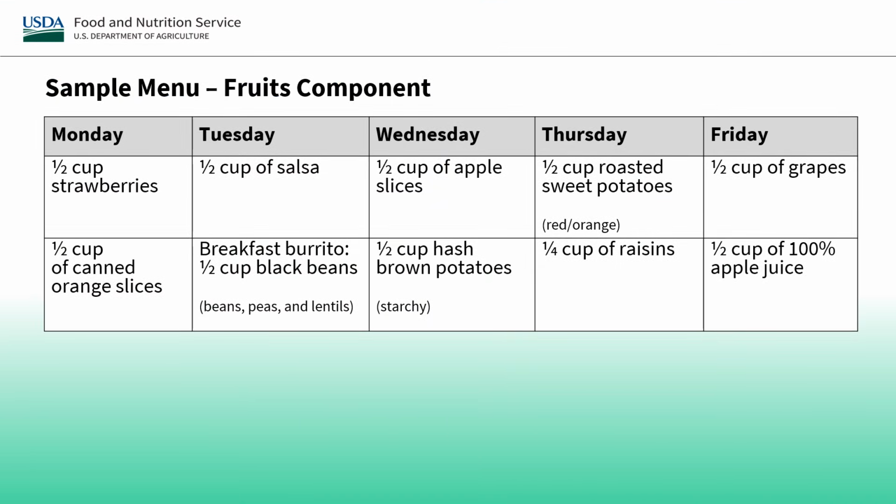Here's a sample menu demonstrating how schools can substitute vegetables in place of fruit 2 or more days per week at breakfast. The vegetables represent 3 different subgroups. Tuesday has salsa from the red-orange subgroup and black beans from the beans, peas, and lentils subgroup. As you can see, there's no fruit offered this day. Wednesday has hash brown potatoes from the starchy subgroup, and Thursday has roasted sweet potatoes from the red-orange subgroup.